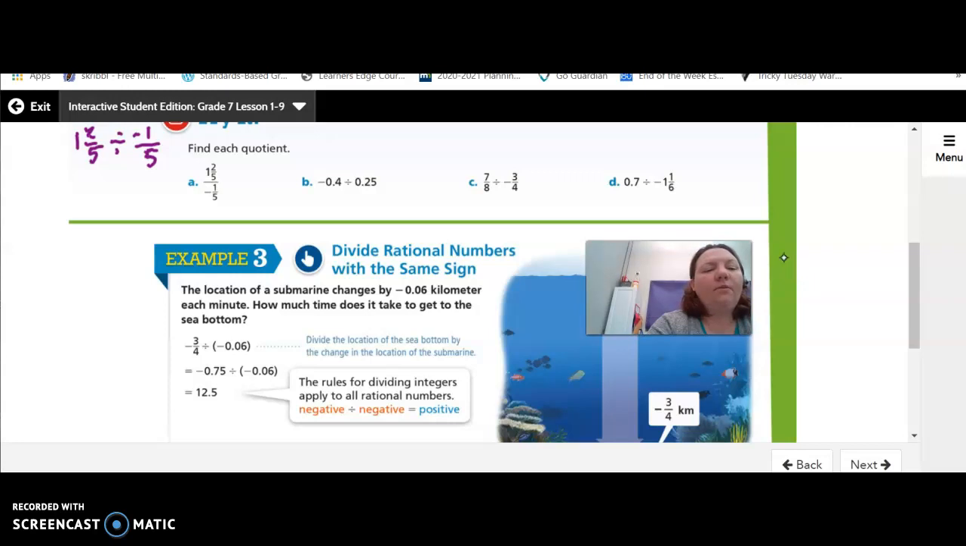1 2/5, we're going to go around the horn. 5 times 1 is 5, plus 2 is 7. So I have 7/5. Now I'm going to keep flip change. I keep 7/5. I flip -1/5 into -5/1, and I change my division to multiplication. That should be a negative sign. We'll make that a little clearer. Okay. Now we multiply just like we did in part 1 of this concept. 5 and 5 can simplify. They're both divisible by 5. 7 times -1 is -7, and 1 times 1 is 1. So if we simplify that even further, -7/1 is just -7. Okay.